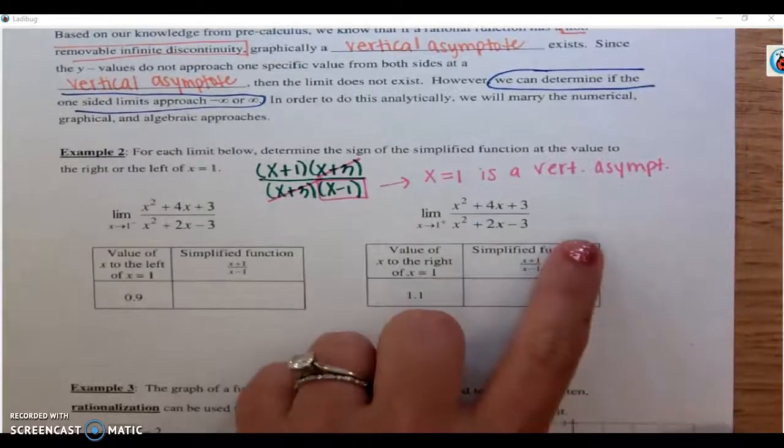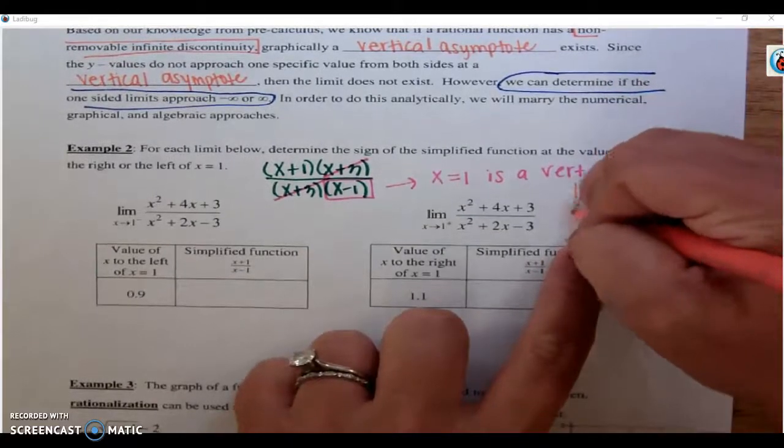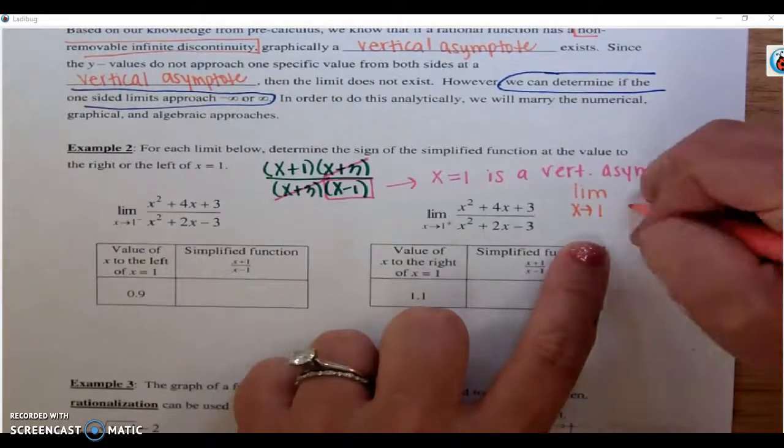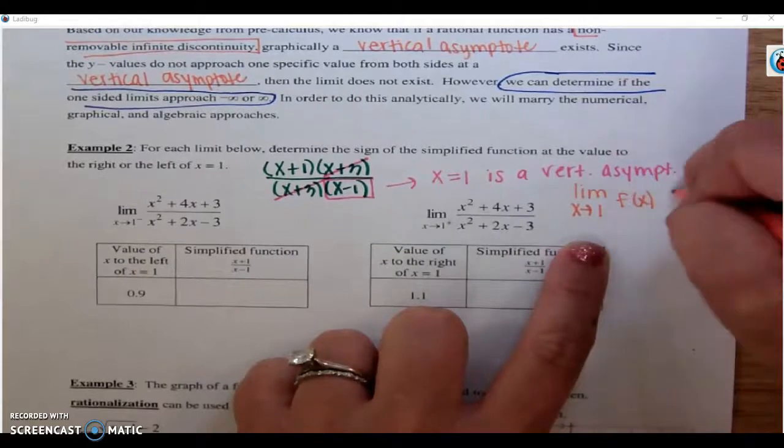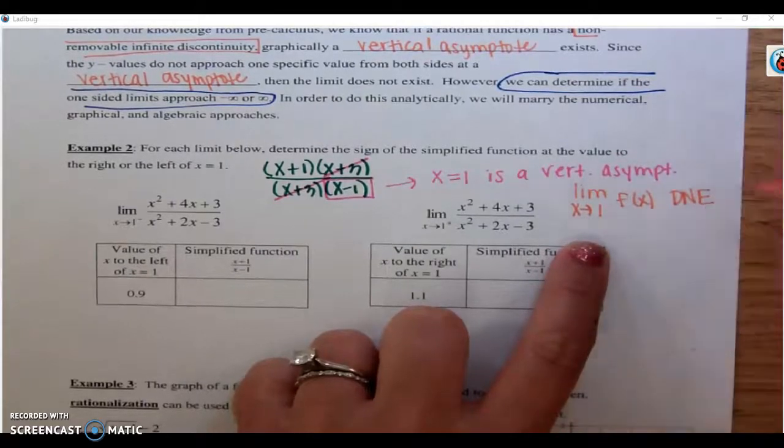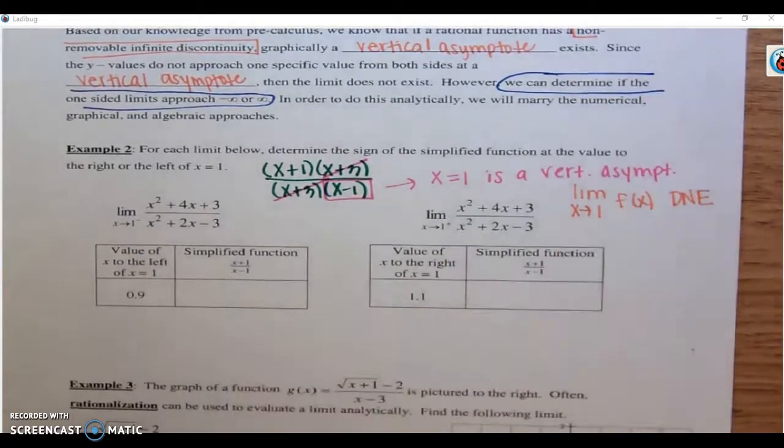So what this is saying, if I ask you the limit as x approaches 1 of f of x, that's not going to exist because there's a vertical asymptote there. One side's going to infinity, one side's going to negative infinity. They're not both going to a real number. So remember that limit doesn't exist. Okay, so how do we figure out though the left and right sided limit?